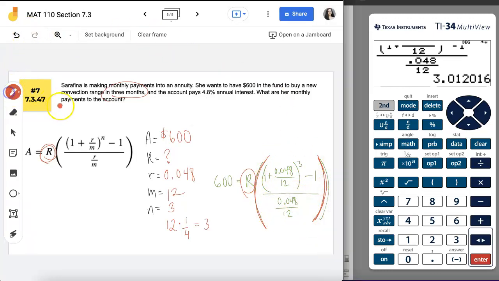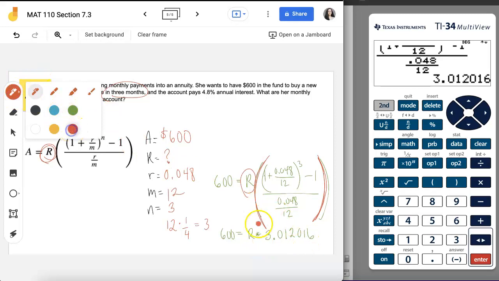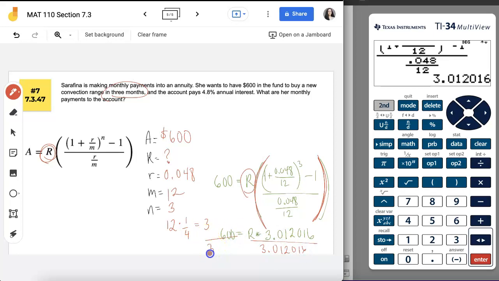Okay, so I can rewrite what I have now as 600 equals R times this number. And I want to keep a lot of accuracy here, so I'm just going to write out all the decimal places. Now, solving for R is a matter of undoing the multiplication. So when we divide both sides by this 3 point something, we should isolate R. At that point, we've isolated R, and this is what R equals.